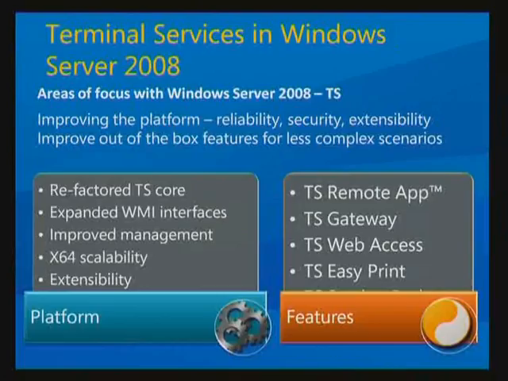So in terminal services in Windows Server 2008, we focused on two areas. The first area is our platform features. The platform features are those things that are inherent to the system: the reliability of the system, the security of the system. And we did several things. One of the things on here at the top, which is quite important, is refactored TS core. That's a bit of a euphemism for doing a lot of rewriting of code, which is a good thing.